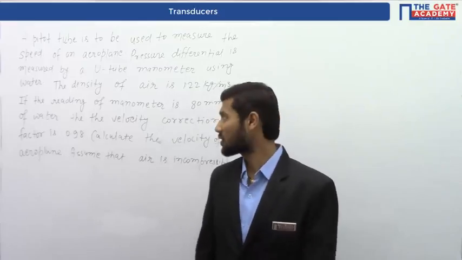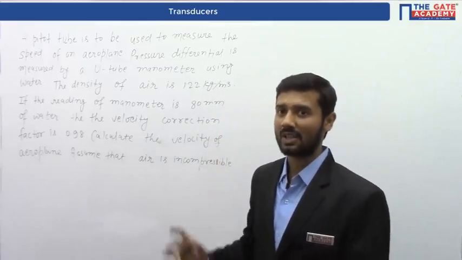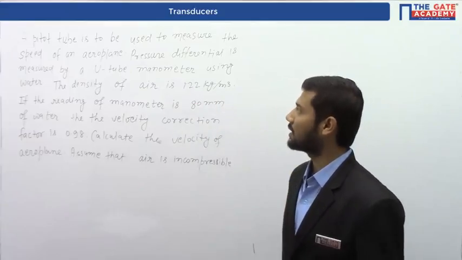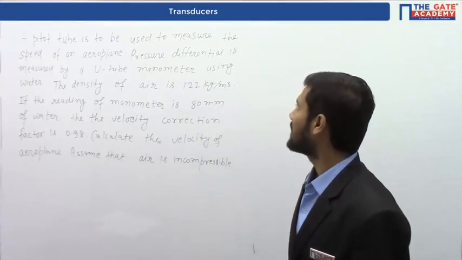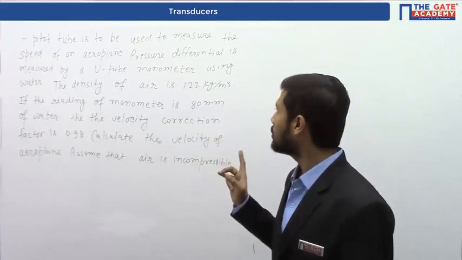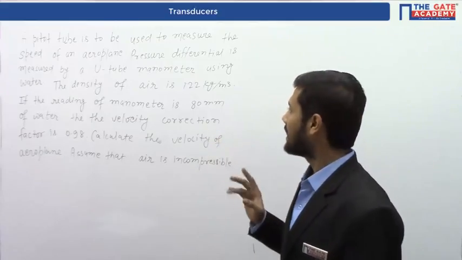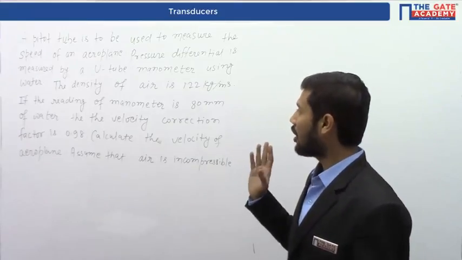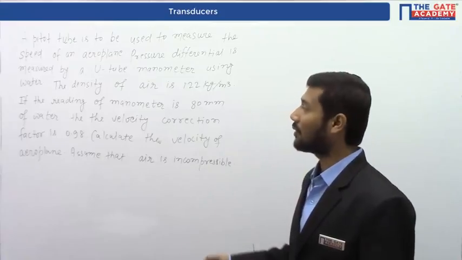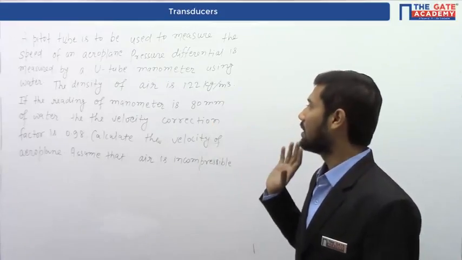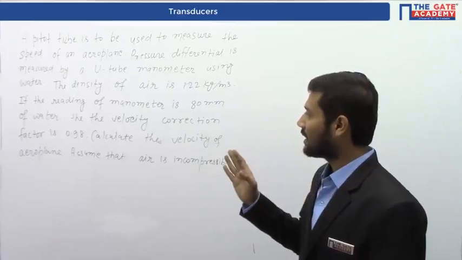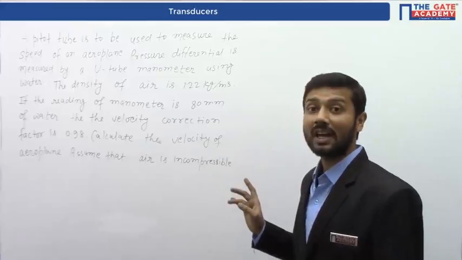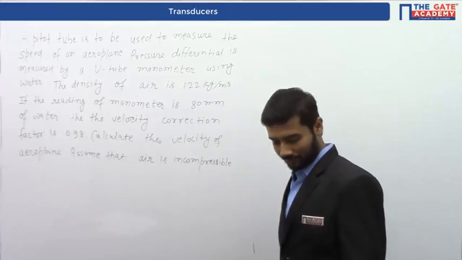So our next question is from flow measurement. A pitot tube is to be used to measure the speed of an aeroplane. Pressure differential is measured by a U-tube manometer using water. The density of air is 1.22 kg per meter cube. If the reading of the manometer is 80 millimeter of water, then the velocity correction factor is given as 0.98. Calculate the velocity of the aeroplane. Assume that the air is incompressible.